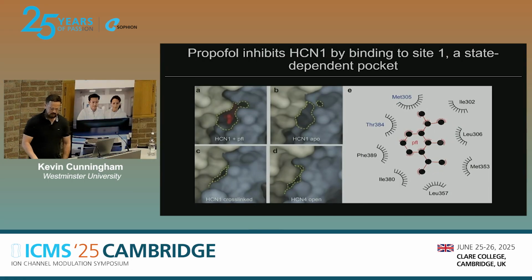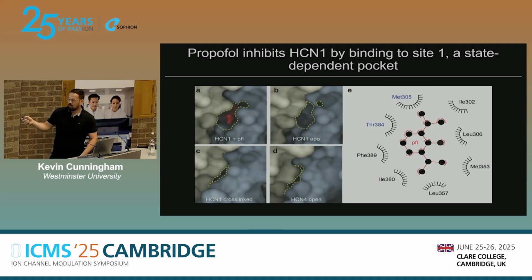So then when we reviewed the structures, both our HCN1 with Propofol bound and our apo structure, so in the closed state, we have this pocket that's open, that Propofol can get in and occupy. But in the open state, so in the HCN1 crosslink from MacKinnon, and as well as Anna Moroni's HCN4 open state structure, that pocket is occluded and it's closed, so we don't think anything can get in there.